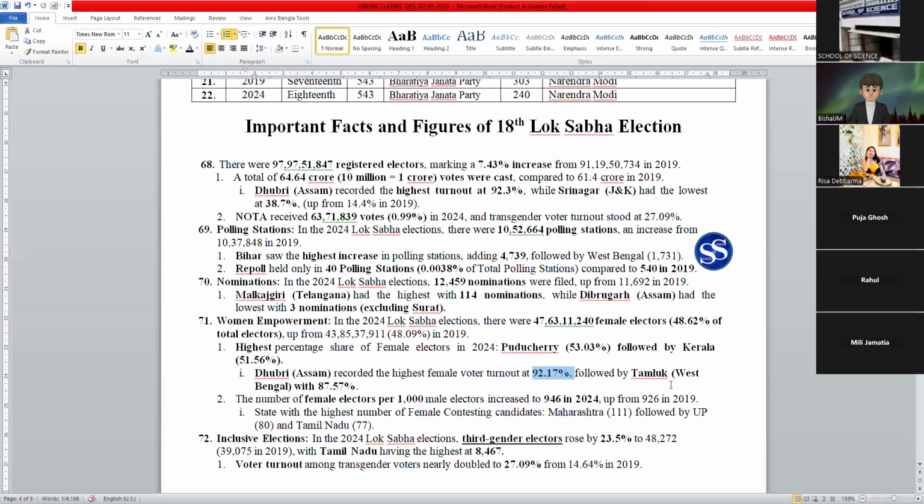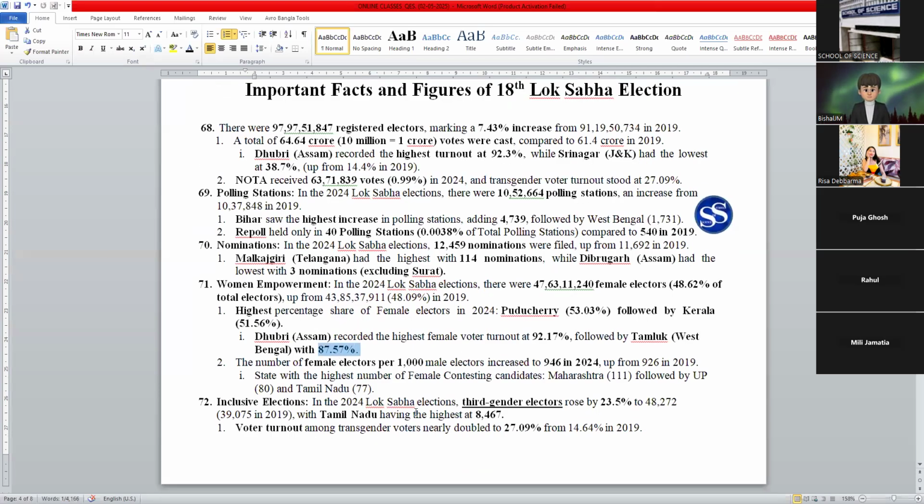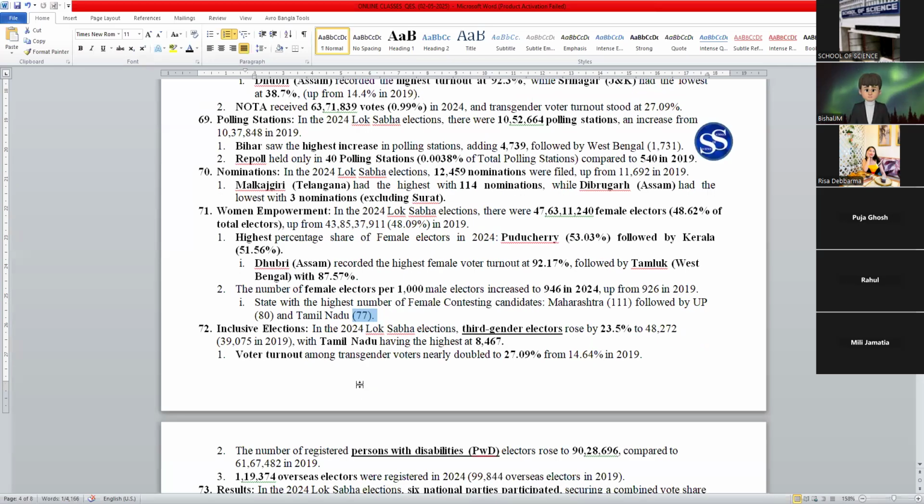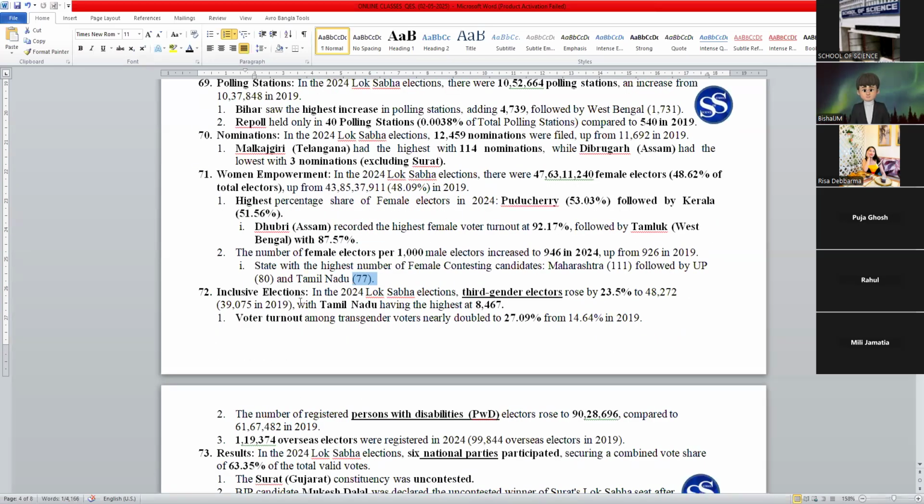Now, Dhubri, Assam recorded the highest female voter turnout at 92.17%, followed by Tamluk, West Bengal, with 87.57%. The number of female electors per 1,000 male electors increased to 946 in 2024 from 926 in 2019. Now, the state with the highest number of female contesting candidates is Maharashtra, 111, followed by Uttar Pradesh, 80, and Tamil Nadu, 77.